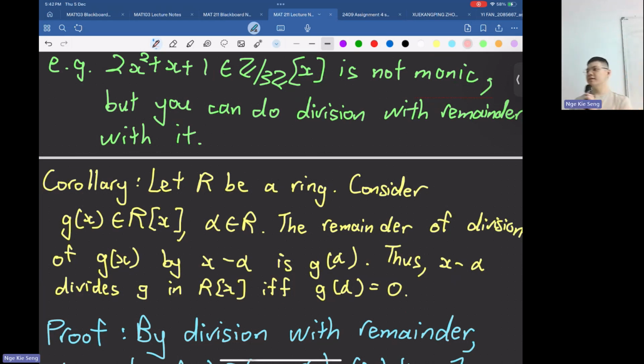Try and think about it. One hint I give you is that I didn't tell you one important thing about remainder. For example, 6 divided by 4. What's the remainder? 2. So the 2 is always less than 4. In this case, the degree of the remainder should always be less than the degree of the function f.